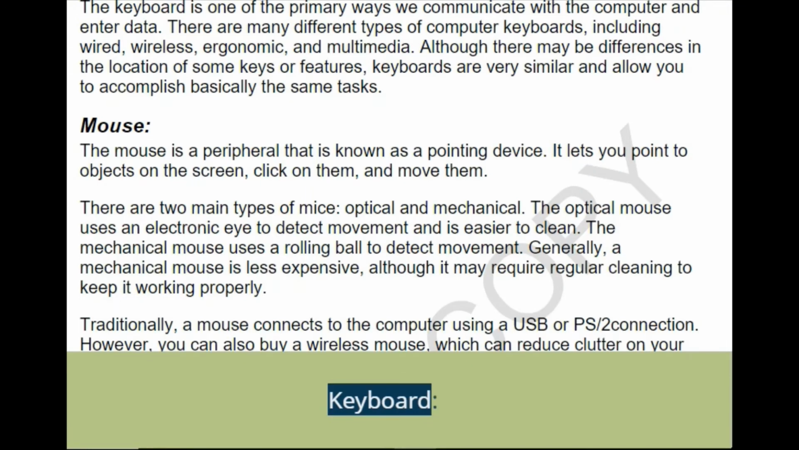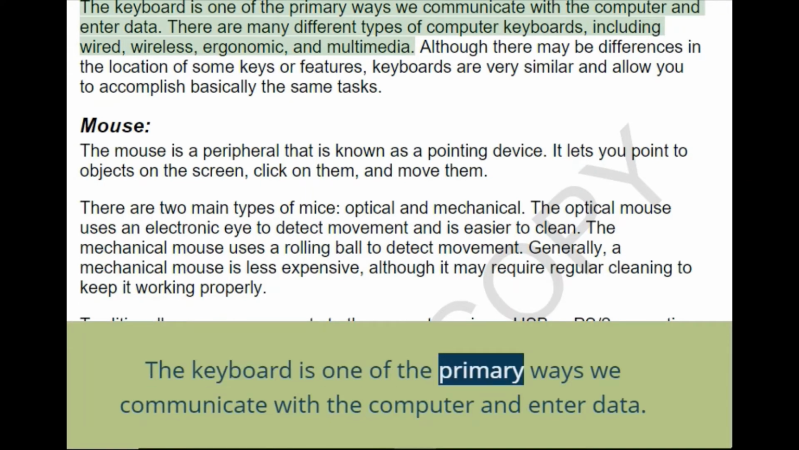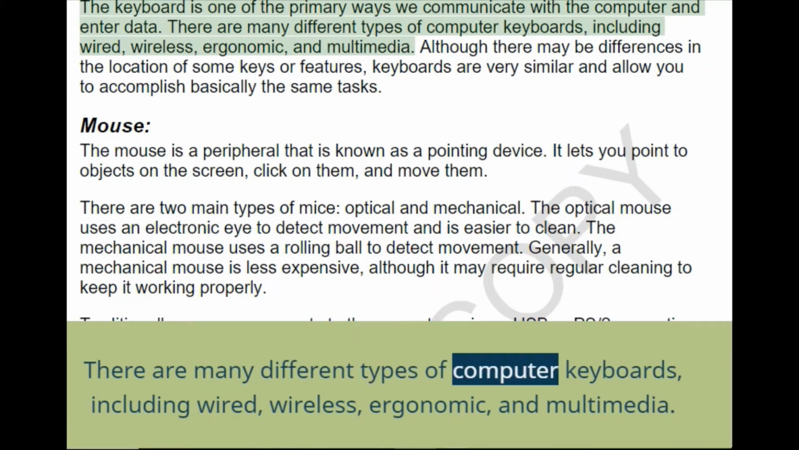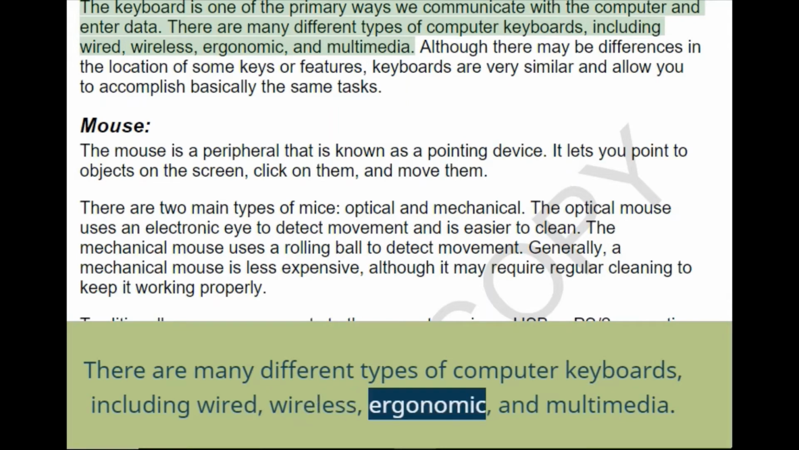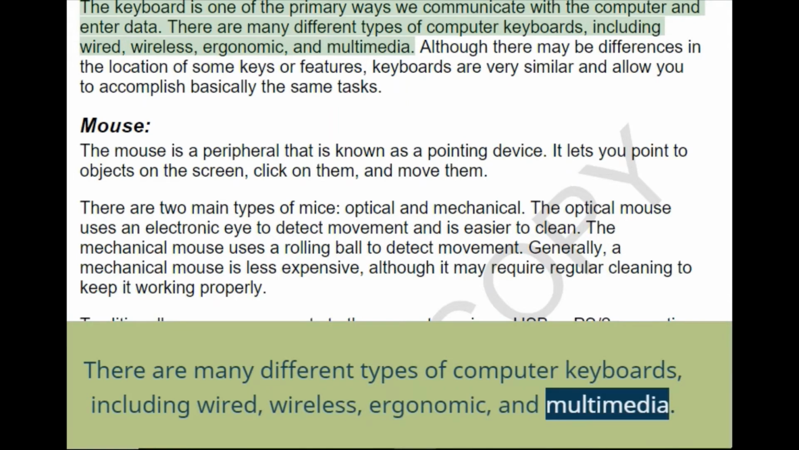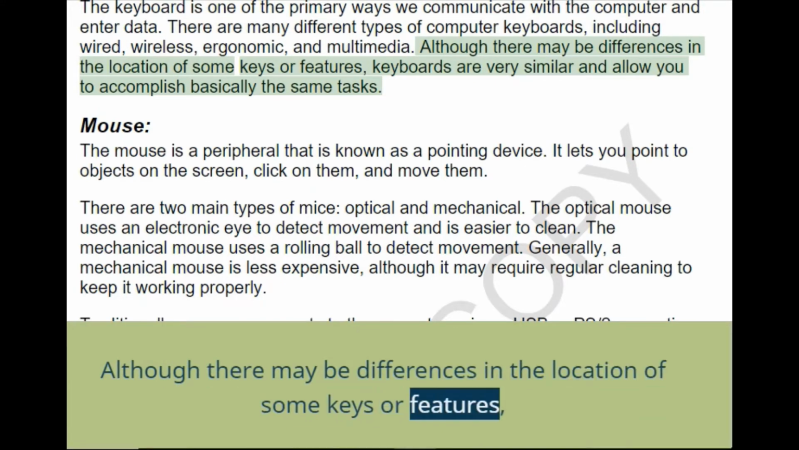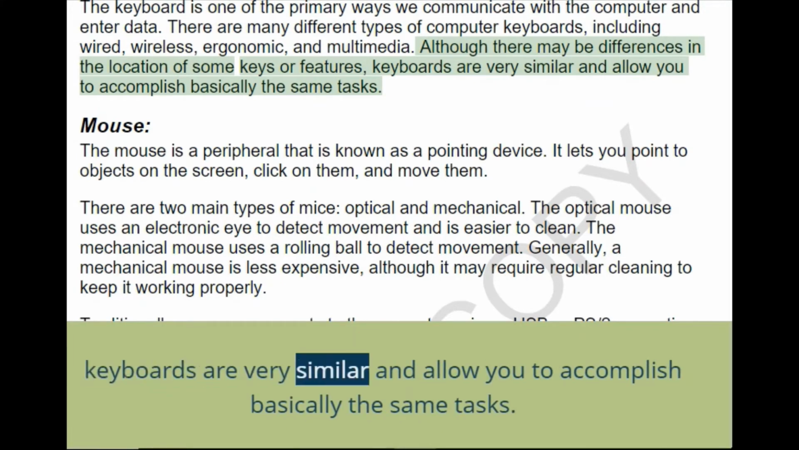Keyboard. The keyboard is one of the primary ways we communicate with the computer and enter data. There are many different types of computer keyboards, including wired, wireless, ergonomic, and multimedia. Although there may be differences in the location of some keys or features, keyboards are very similar and allow you to accomplish basically the same tasks.